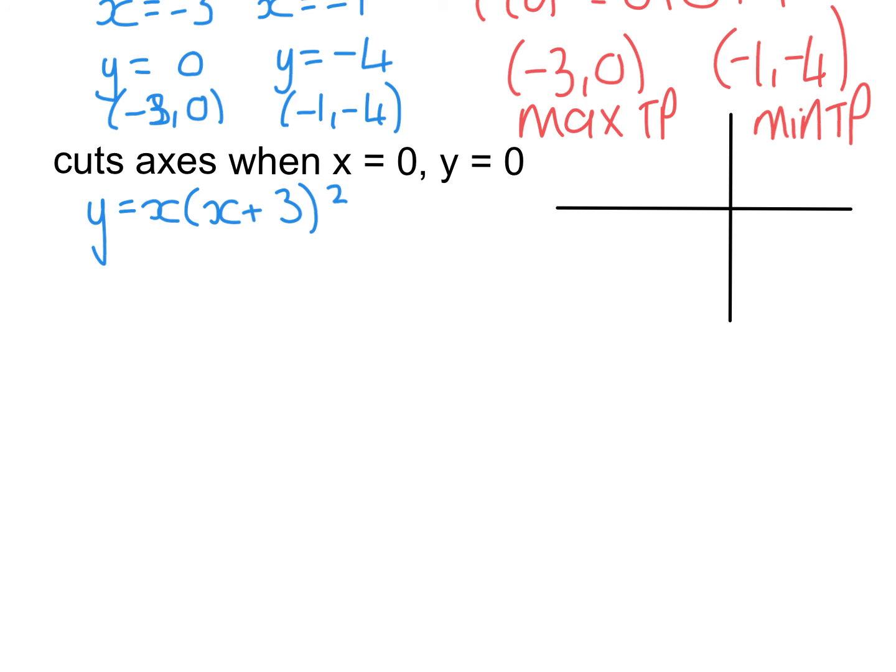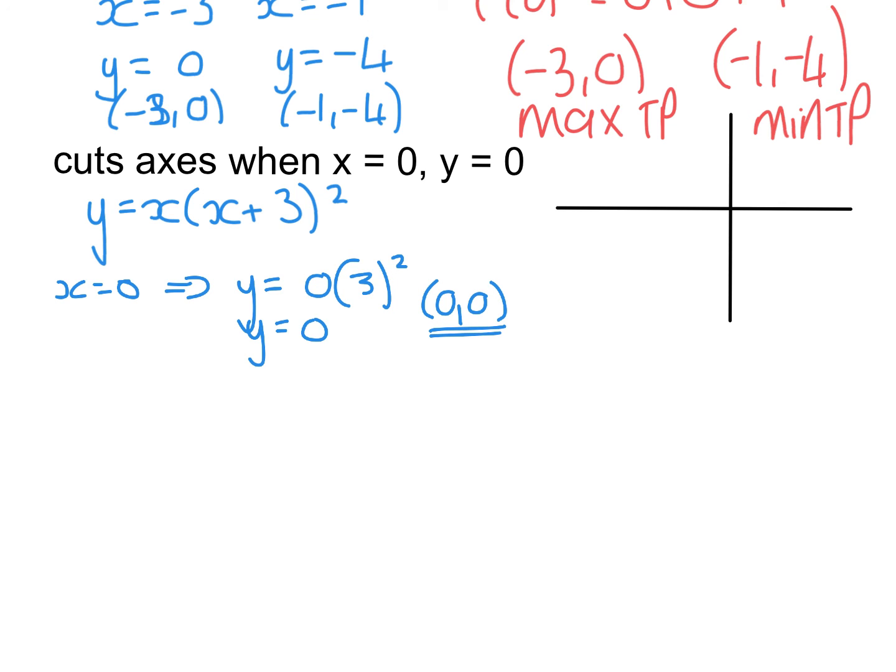Okay, so to find where your roots are and where it cuts the y-axis, always write this little sentence: cuts axes when x is 0, y is 0. So first step is put x is 0. That just gives you y equals 0 times 3 squared. Well, that's just 0. And remember what I said, quite often one of your turning points comes up again because it's also a root or a y-intercept.